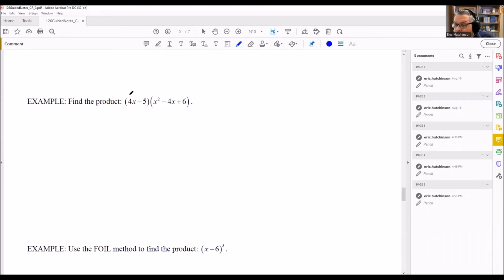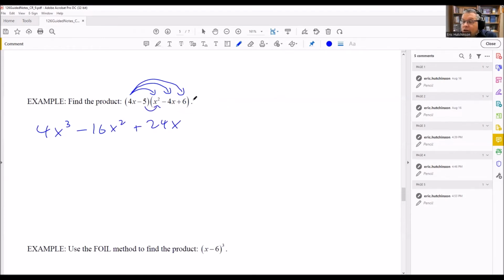All right, so next one, we're going to do a similar way. So I'm going to do 4x times x squared. So 4x times x squared is 4x cubed. Then I want to do 4x times negative 4x. 4x times negative 4x is negative 16, and that's going to be x squared. Then we're going to do 4x times 6. That's going to be 24x.